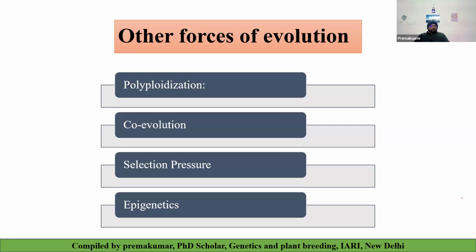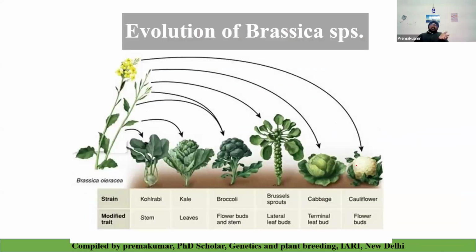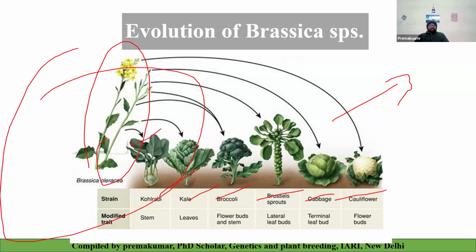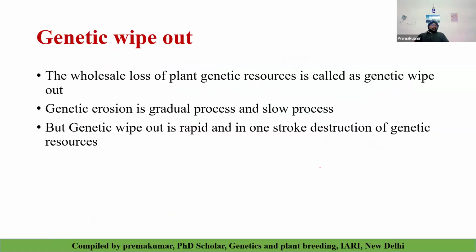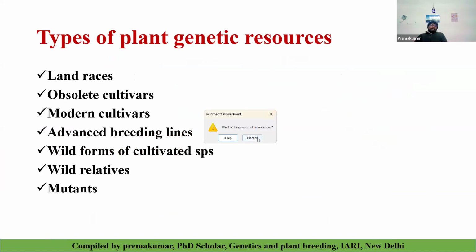Polyploidization and domestication, how this will happen. This question was asked for 10 marks: how actually the different types of brassica evolved. Actually, this is human-made evolution. Earlier only one type was there; nowadays we evolved brassica into these many types. How exactly does it happen? This was asked in the exam, and it is very important. Then we will discuss it in tomorrow's class. Any doubts up to here?